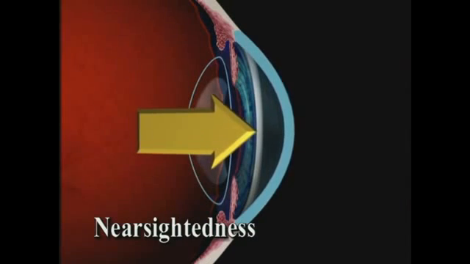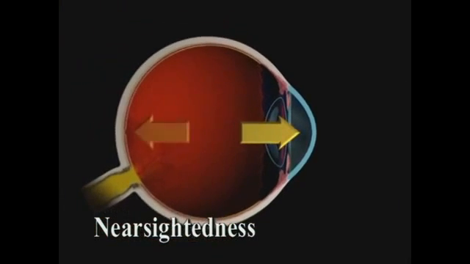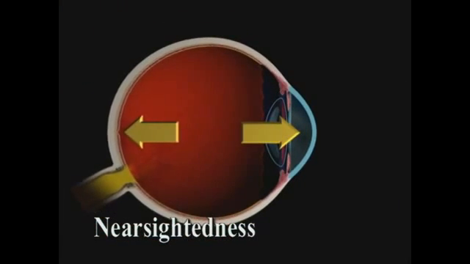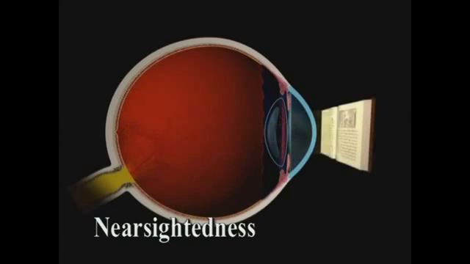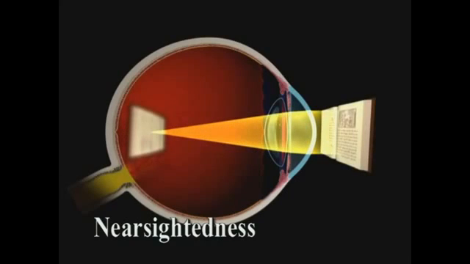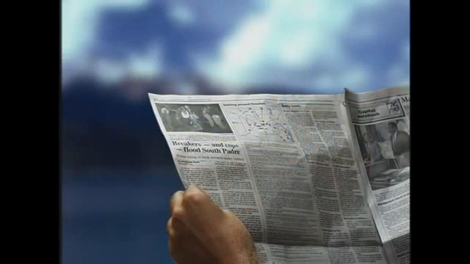Nearsightedness occurs when the cornea has too steep of a curve or the eye is too long in relation to its corneal curvature. This causes images to come to a point of focus in front of the retina instead of on it. Nearsighted people can usually see very close objects clearly, but their distance vision is blurry.